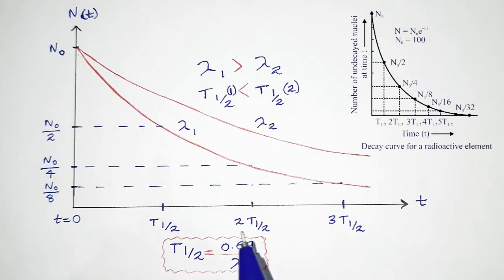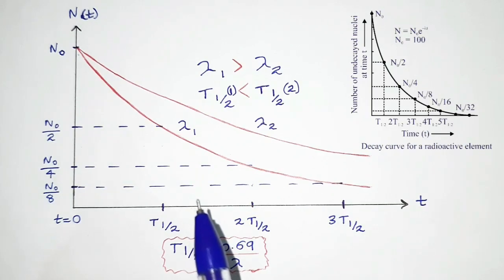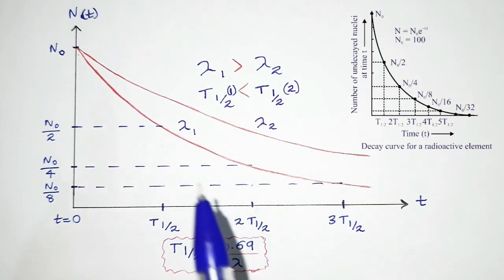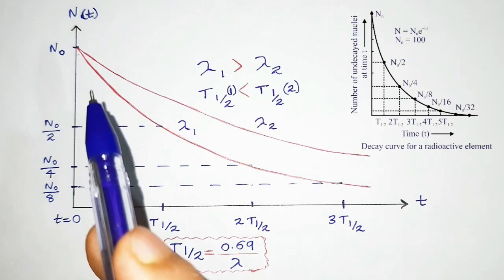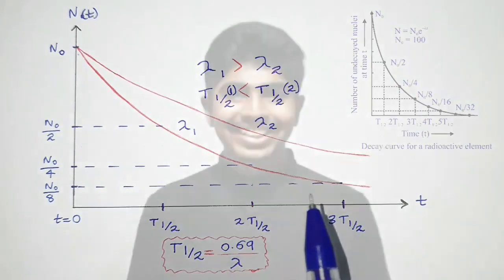And suppose that the sample would have N-naught over 8 number of radioactive sample remaining in the container after another period of time, and that is denoted by another half-life. So we would have 3 times T half. So the sample would take 3 times T half to get from the N-naught number of radioactive sample initially to N-naught over 8 number of radioactive sample remaining in the container. As I already mentioned, half-life is the time taken for a radioactive sample to become half of its original value.